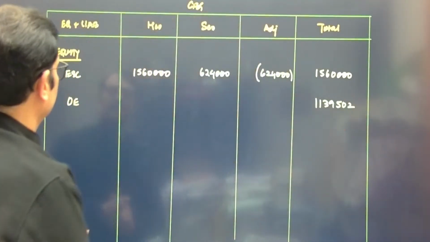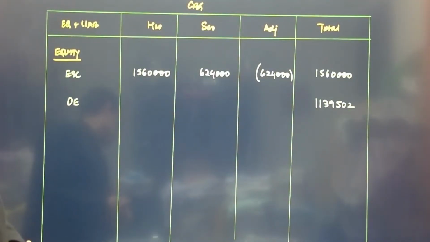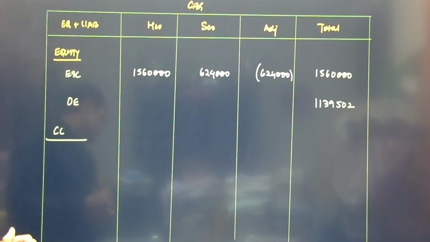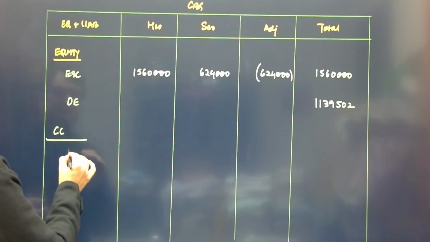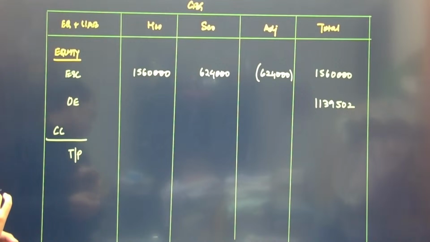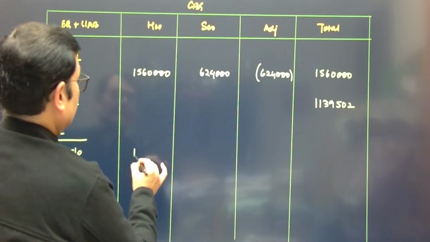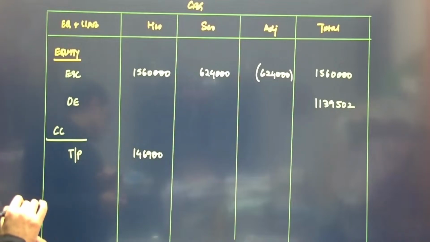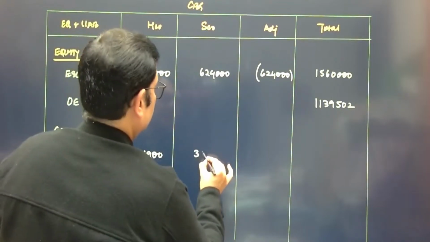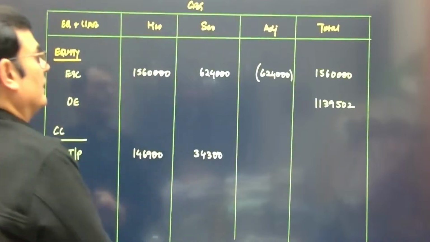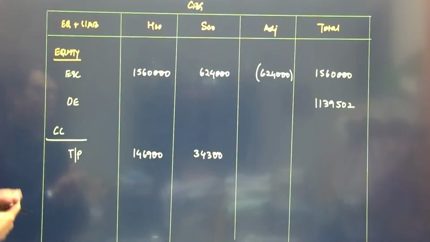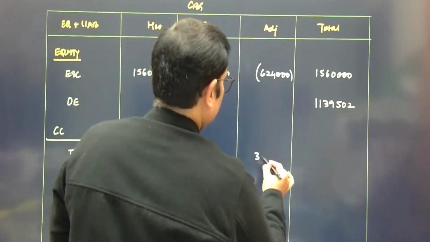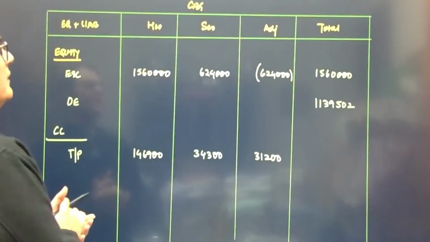11,39,502. Great. So that's on the equity side, and then we are only given current liabilities, no non-current liabilities. So there is trades payable. The trades payable is 146,900. And for the subsidiary, it is 34,300. And I think there was a fair value change for trades payable as well. 31,200. 31,200 is the increase. So we get the figure in the outer column.